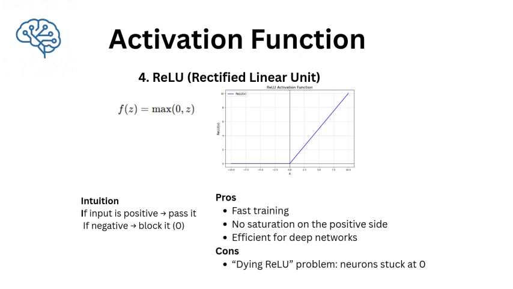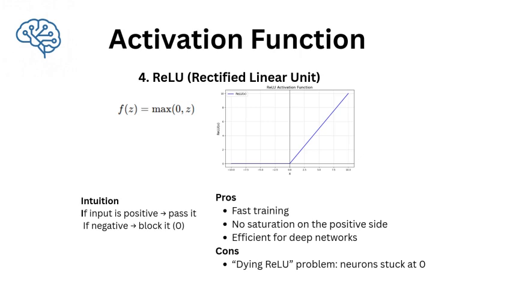ReLU is mathematically defined as f(z) = max(0, z). The intuition is very simple. If the input value is positive, ReLU passes it as it is. If the input is negative, it blocks the value and outputs 0. Because of this simplicity, ReLU allows very fast training and works extremely well for deep neural networks. Another major advantage is that ReLU does not saturate on the positive side, which helps reduce the vanishing gradient problem.